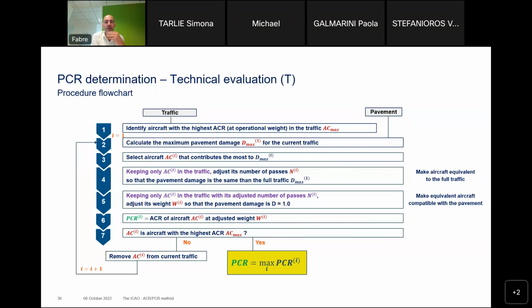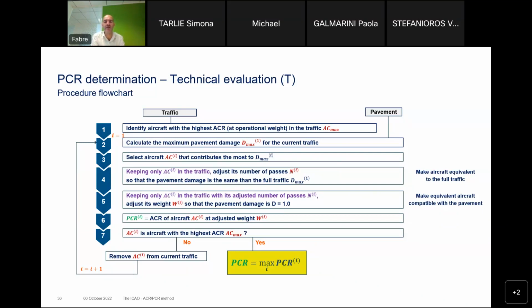So the second step consists, for the traffic mix and the evaluated pavement, in calculating the maximum pavement damage. So this is a calculation of the CDF, and we record the calculated CDF. Then on the CDF curve, we select the aircraft that contributes the most to the CDF max. This is called the most demanding aircraft, or the most contributing aircraft. Once you identify it, you remove all other aircraft from the list and keep only the most contributing aircraft. And you adjust its number of annual departures so that the pavement damage, so the CDF, is exactly the same as the CDF of the full traffic.